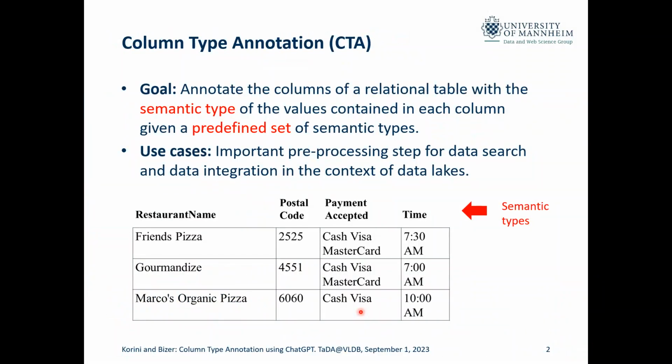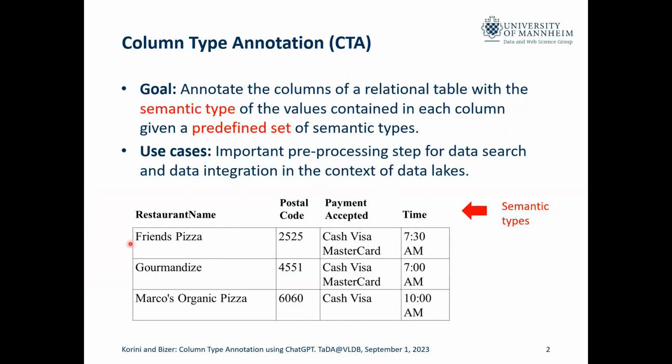I'm going to be discussing the topic of column type annotation using ChatGPT. Column type annotation is a subtask of table annotation, where the goal is to annotate columns of a table with the semantic type of the values that are contained in each column. Some examples of column annotations can be seen on top of each of the columns in this example table.